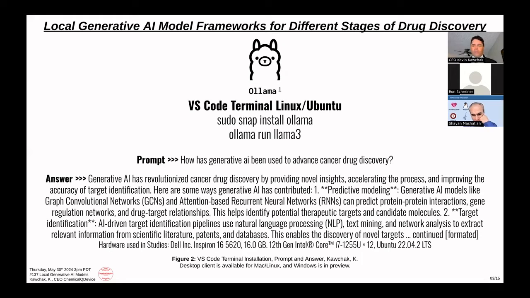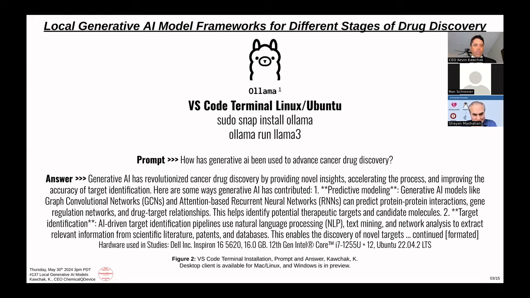And you can use it all these different ways as long as your user base does not exceed 700 million users in a month, which at that point, you're probably more of a competitor. So it's pretty open, and I typed in this prompt. It's just like if you use terminal, but in VS Code: how has generative AI been used to advance cancer drug discovery?